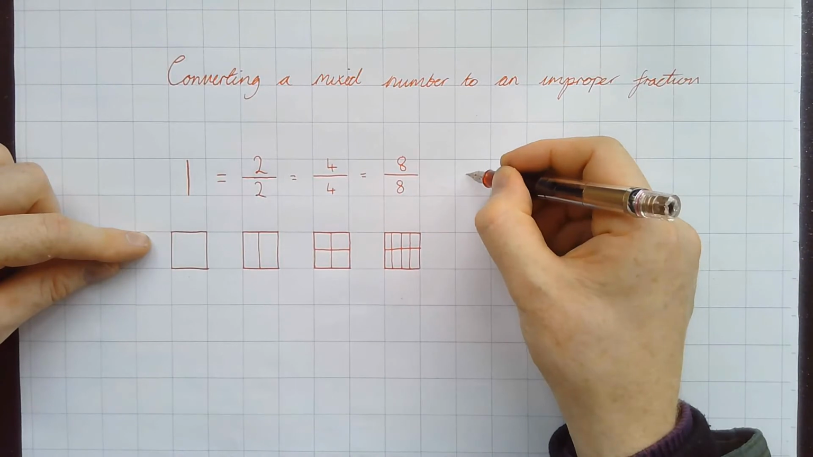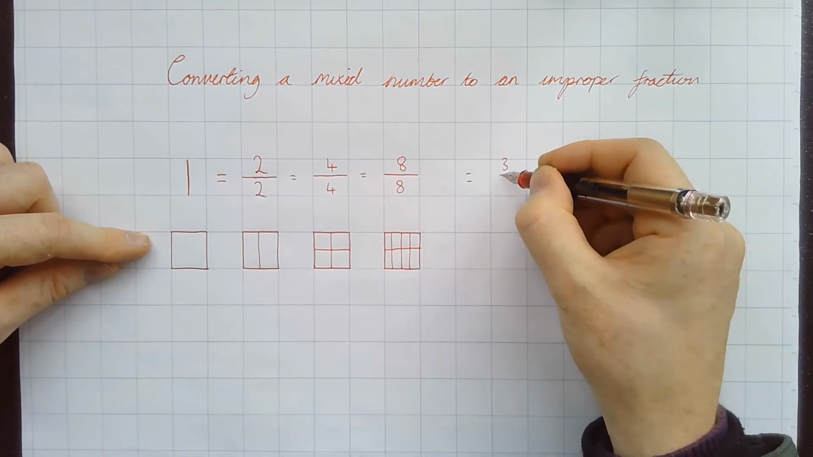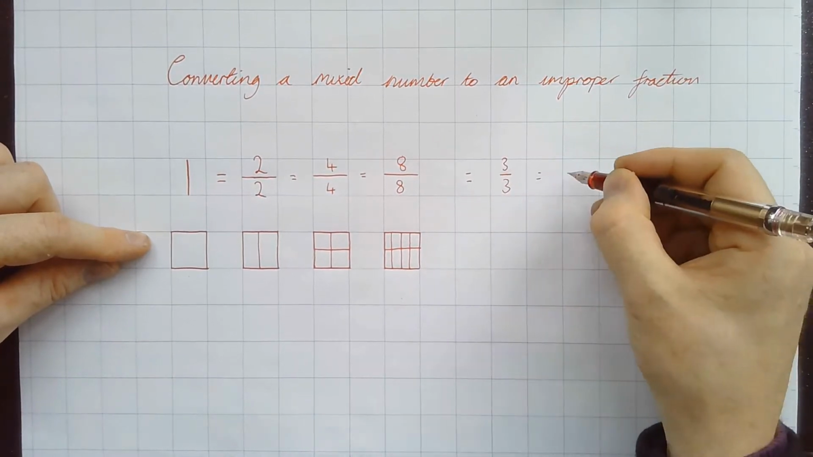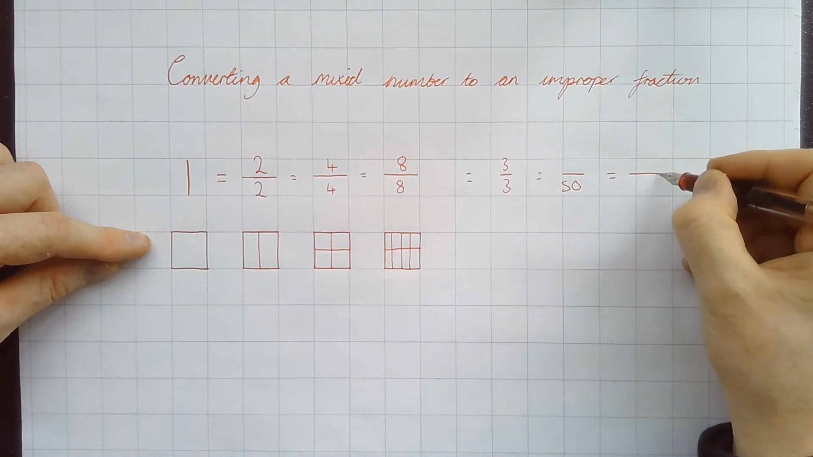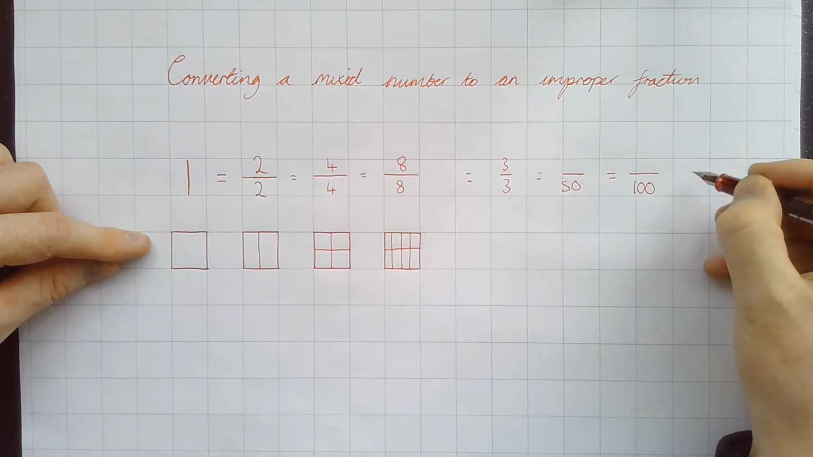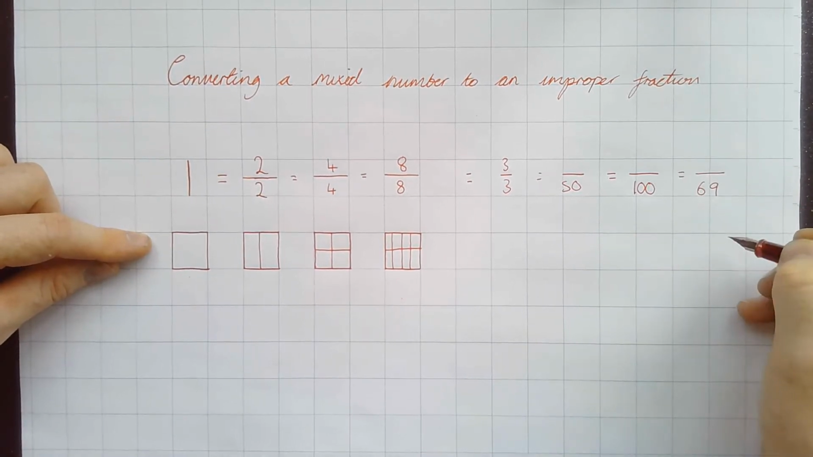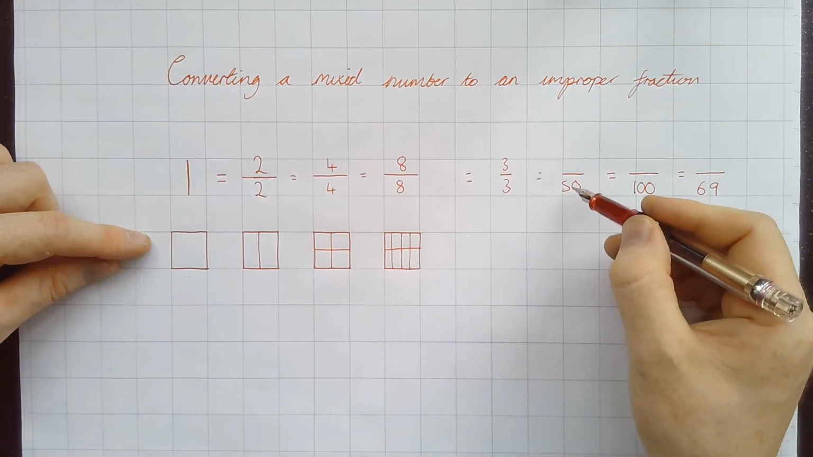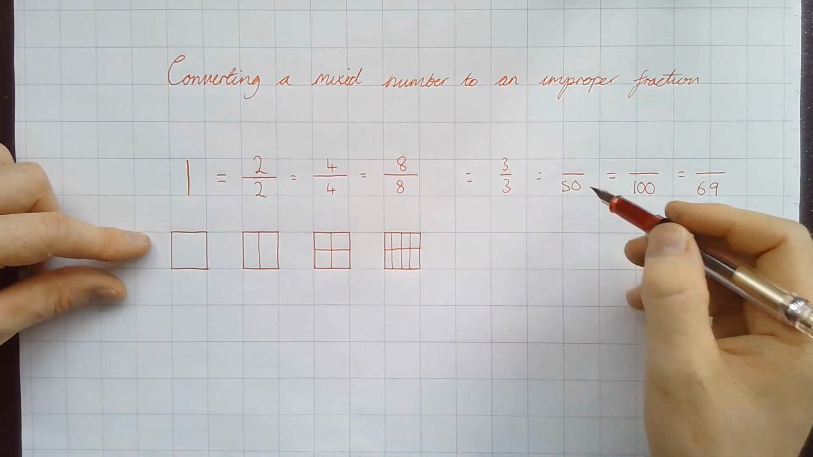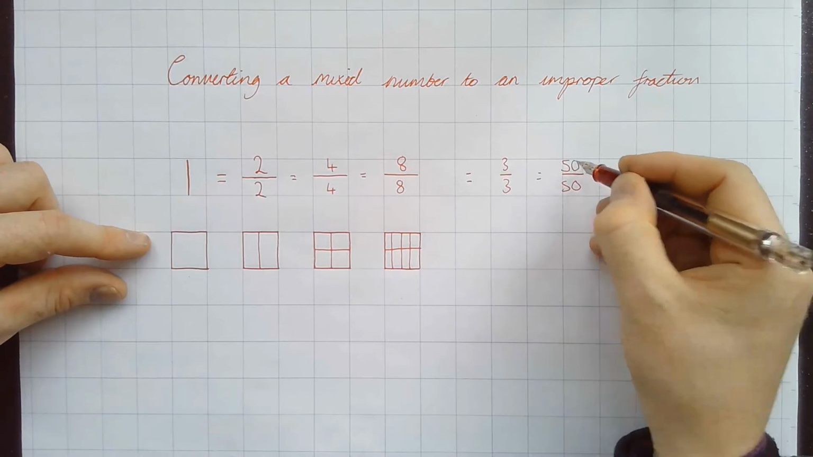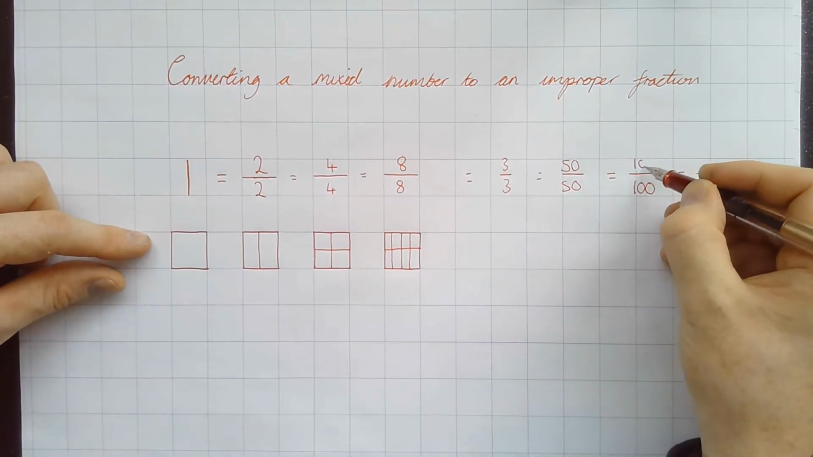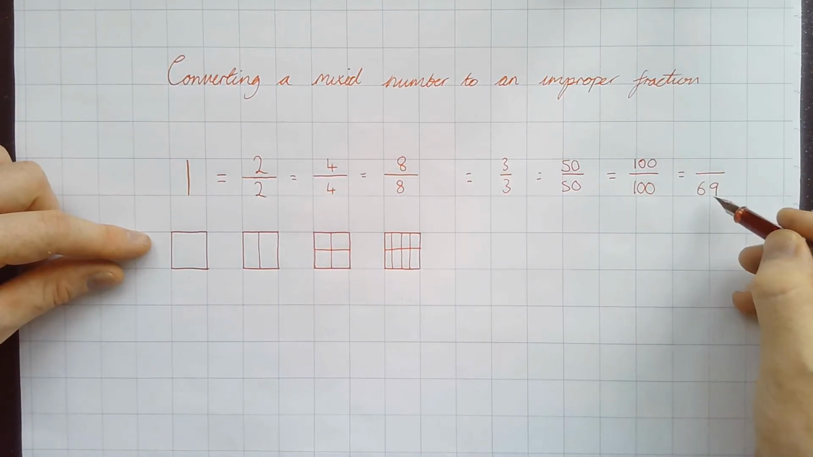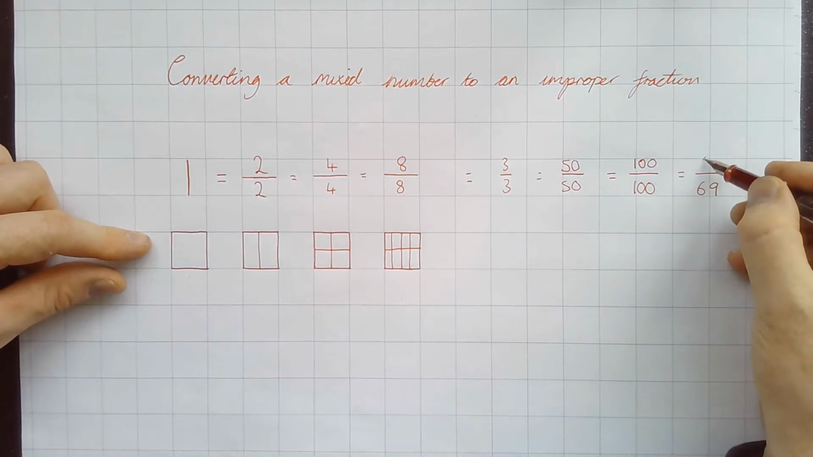We could also say, I'm not going to draw these, but we could say 3 thirds. How many 50ths? How many hundredths? How many 69ths? Well, if we split it into 50 equal pieces to make a whole, we must have 50 of them. If we split the whole into 100 equal pieces to have a whole, we must have 100 of them. And if we split the whole into 69 pieces to have a whole, we must have 69 of them.